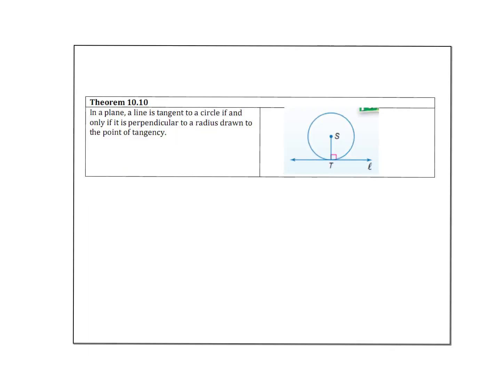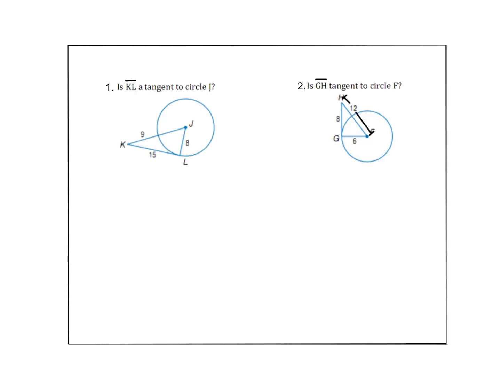One thing that's important to know about tangents is when you draw in a radius to that point where the tangent touches the circle. So right here, I'm going to draw in that radius of the circle, and when it hits that tangent, it is always perpendicular. It's always going to meet at 90 degrees. We can use that idea here in example number 1.